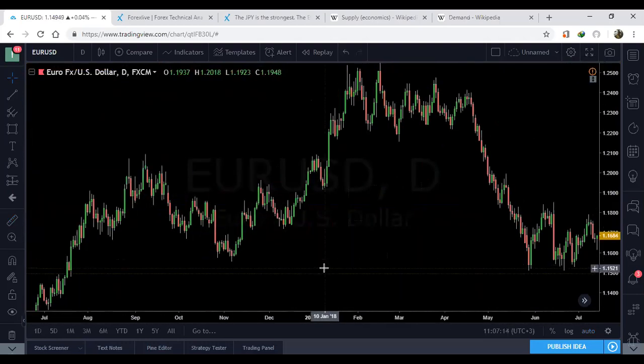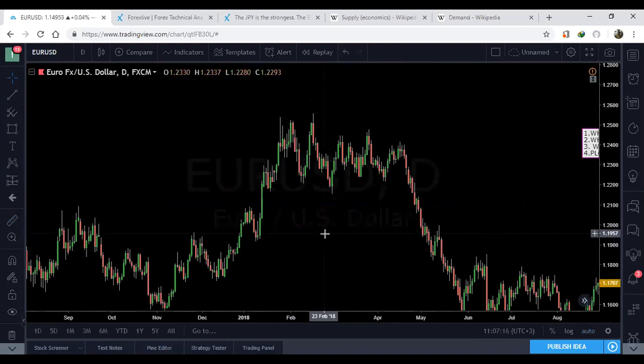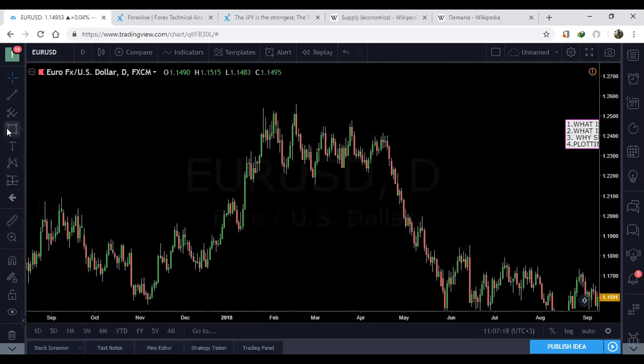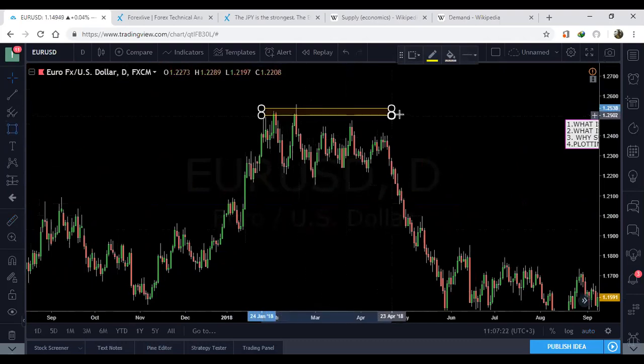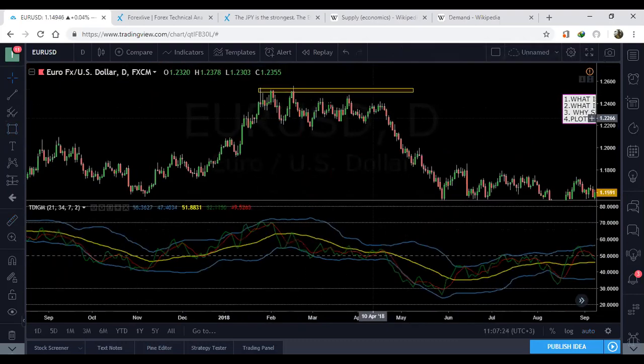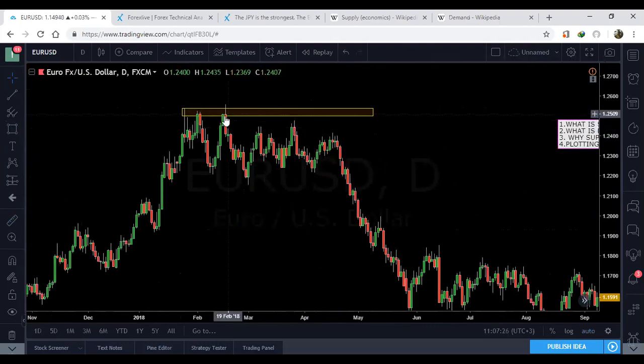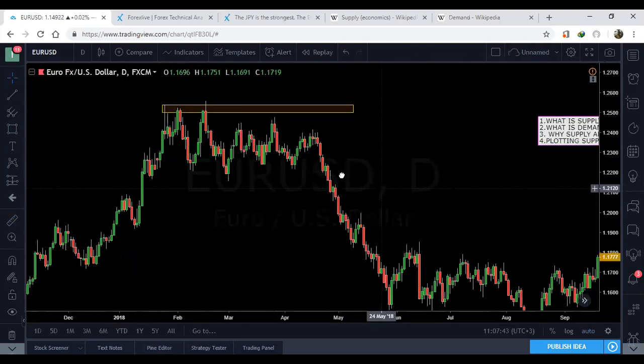Okay, let's find another single rejection. Yeah, we have a single rejection here. This was the first rejection. And you can see when price came the second time, it rejected that level again. And the other times, price was just simply declining to the downside, indicating that in this area sellers were now in control. The supply zone was so strong, as you can see.